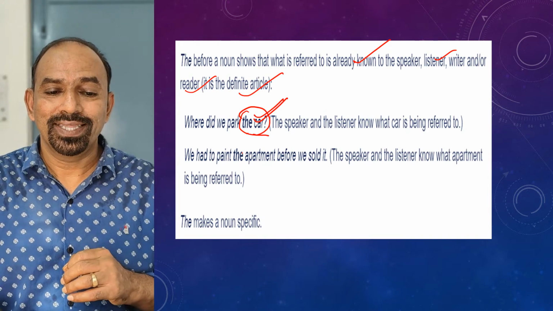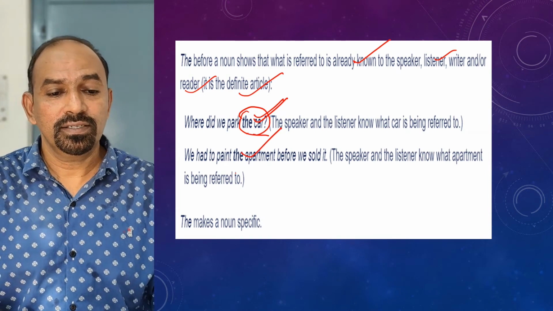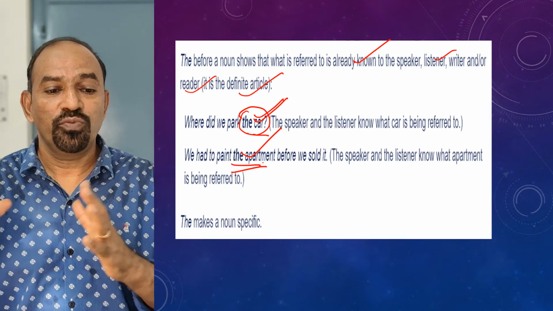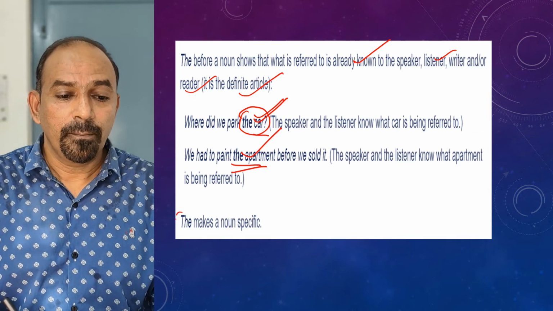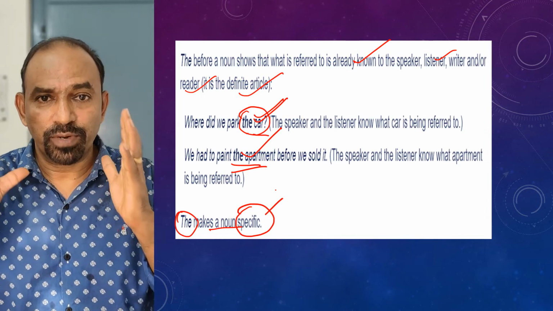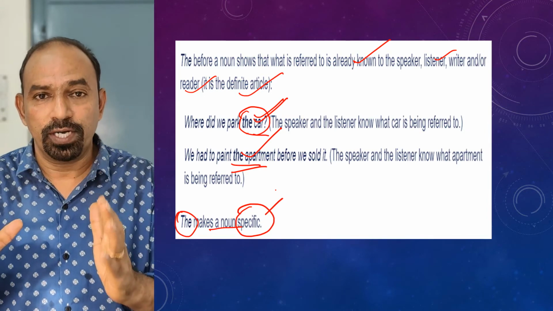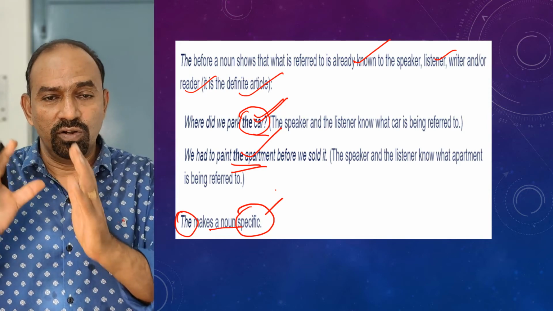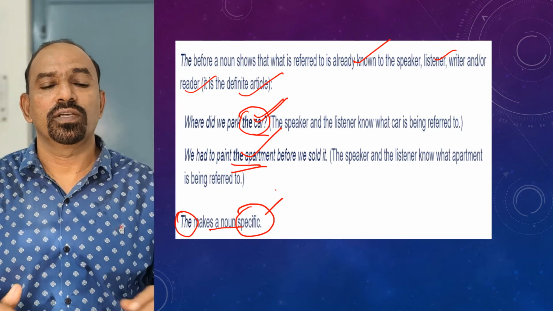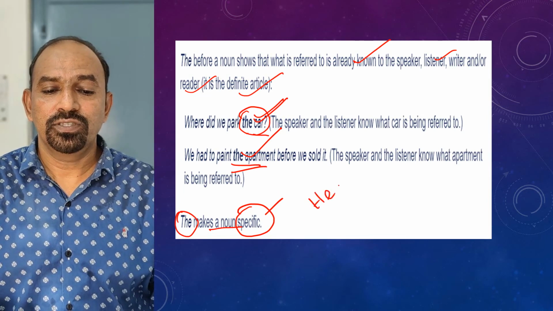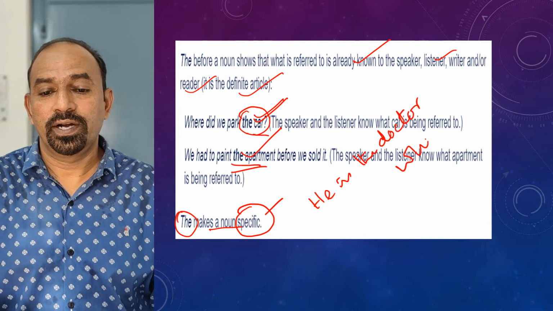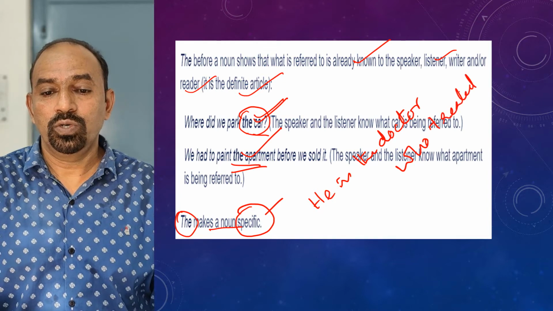We had to paint the apartment before we sold it. Here they know the apartment, a specific apartment. That's why they use it. The makes a noun specific. Specific means a particular car, a particular apartment, not a general one, but a specific thing. For example, he is the doctor who treated me.